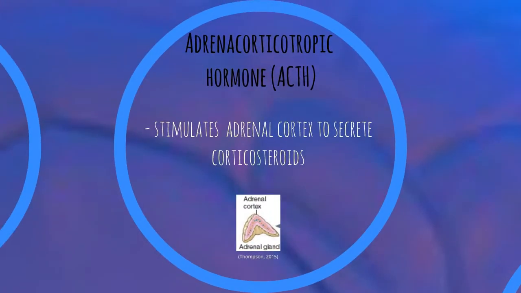The adrenocorticotropic hormone, short ACTH, stimulates the adrenal cortex to secrete corticosteroids. Its release is stimulated by corticotropin-releasing hormone from the hypothalamus and stress-related stimuli such as low blood glucose and physical trauma. High levels of glucocorticoids inhibit the release of those hormones. The target organ therefore is the adrenal gland, or the cortex.